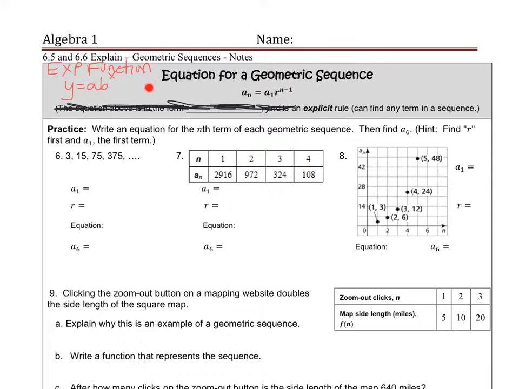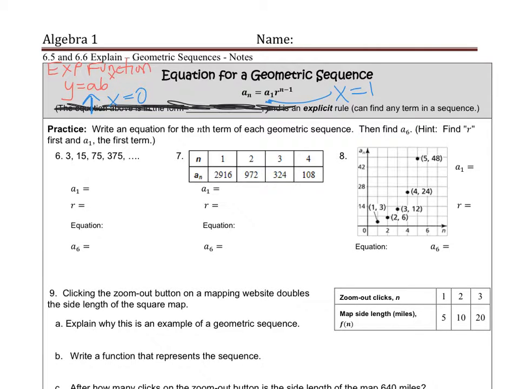I went ahead and wrote also the equation for an exponential function because they're similar, but there's two very distinct differences. The first distinction is our initial value in the exponential function is x equals 0. That's our y-intercept. In the explicit rule for a geometric sequence, we don't have a zero term. We have the first term of a sequence. So we start at the first term. So our x value is 1 because that's our first term.